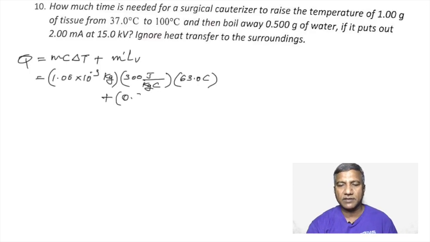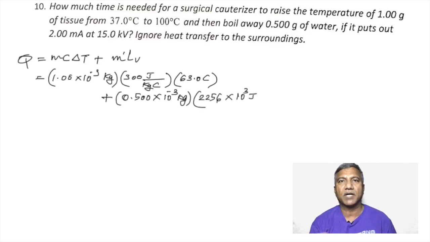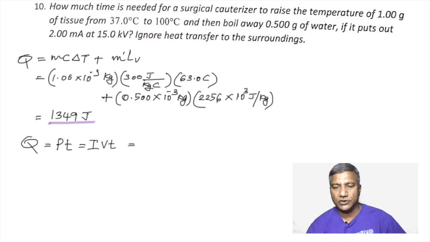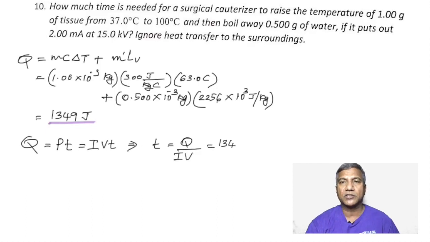So the mass is given there. Mass 1 gram changed into kilogram. This is the specific heat of the tissue which will be given. And then change in temperature is 63, 100 minus 37. And then mass times latent heat will also be given. So once you get those two, you calculate the quantity of heat is 1349 joules.